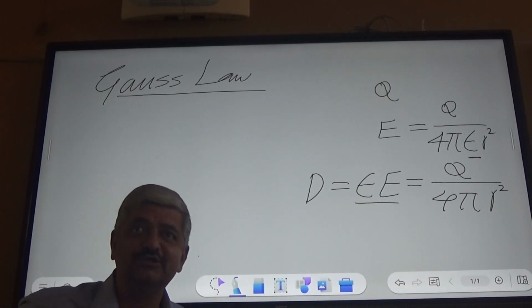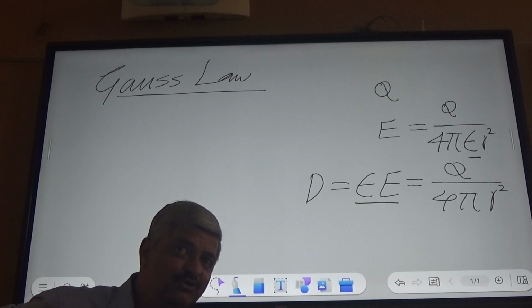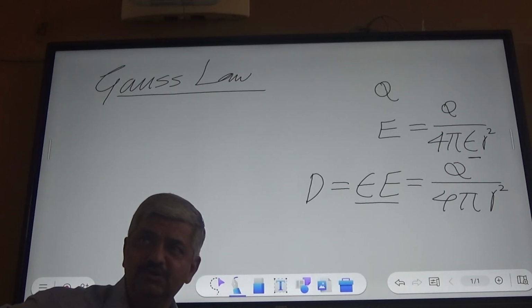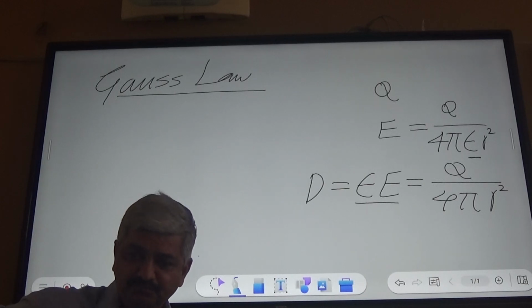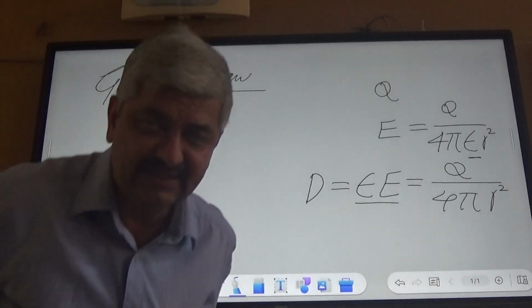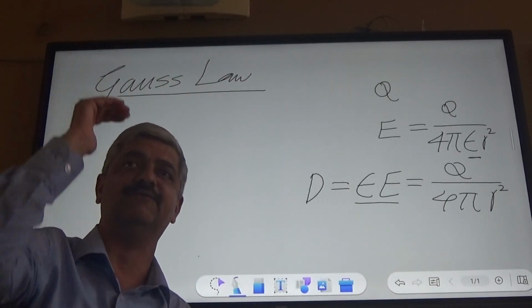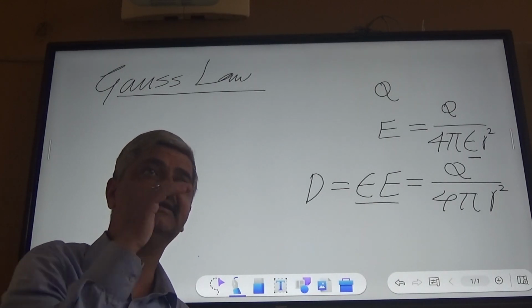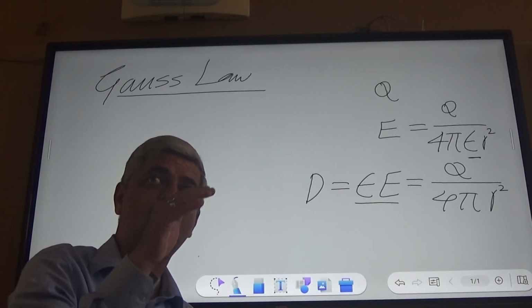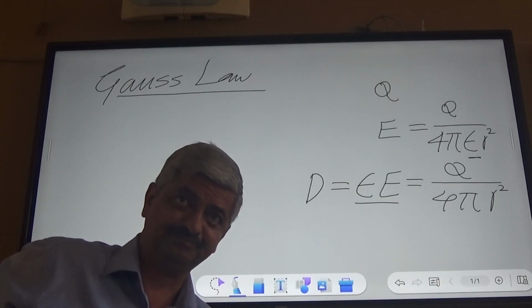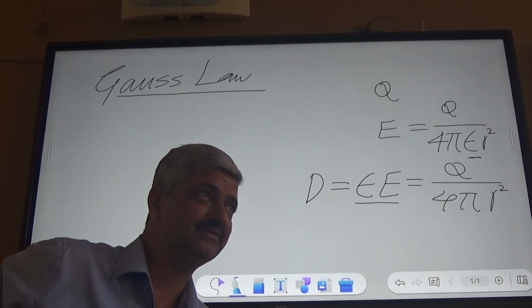Okay. Now what is Gauss law? I think Gauss law you must have studied in 11th, 12th. What does it state? Electric flux over a closed surface is equal to the electric charge enclosed inside the surface.